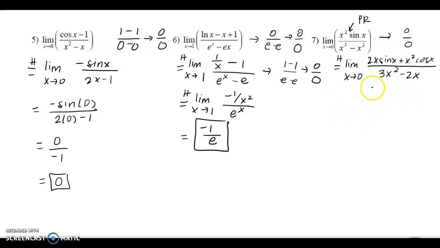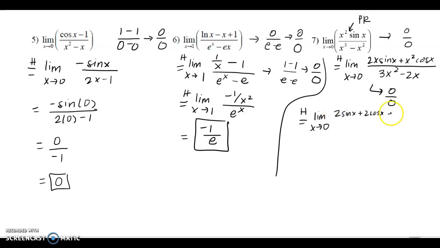If I evaluate this at 0, I get 0 over 0, which means I get to do L'Hopital's rule again, which means I get to use product rule 2 more times. So I've got 2 times sine x plus 2 cosine x plus 2x cosine x minus x squared sine x. Running out of space there. Hopefully you can see that. All over 6x minus 2.